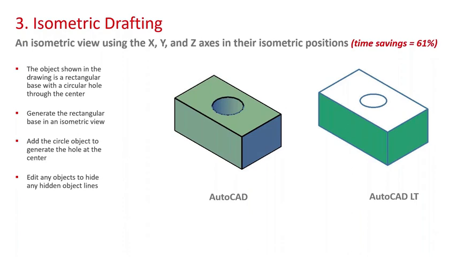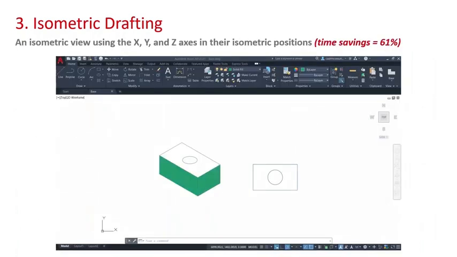And what it means is you can generate the rectangular base in an isometric view. You can do that using IsoDraft in 2D, but if you do it in 3D, again, you've got those preset views on the View Cube in full AutoCAD that you can utilize. And more importantly, the hidden lines can be hidden using various visual styles if need be as well. So let's jump into another video and I'll take you through this again, very briefly, on how you can get those time savings of 61%.